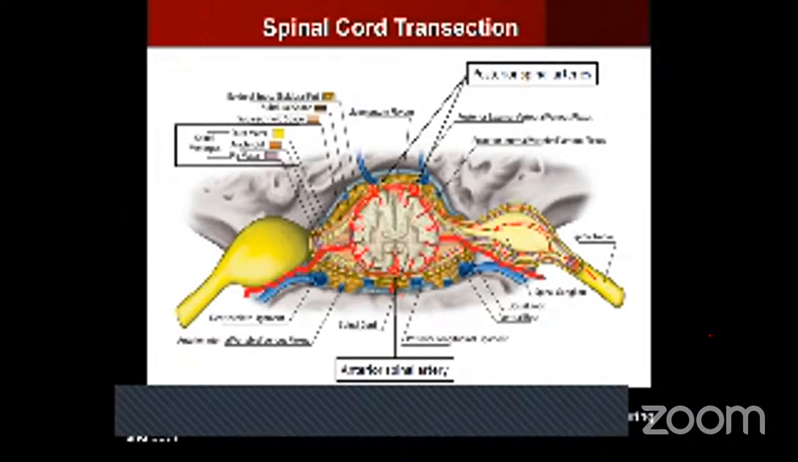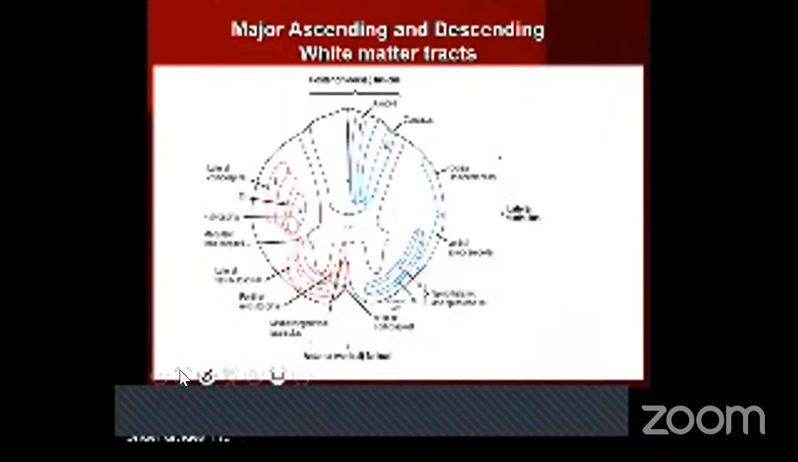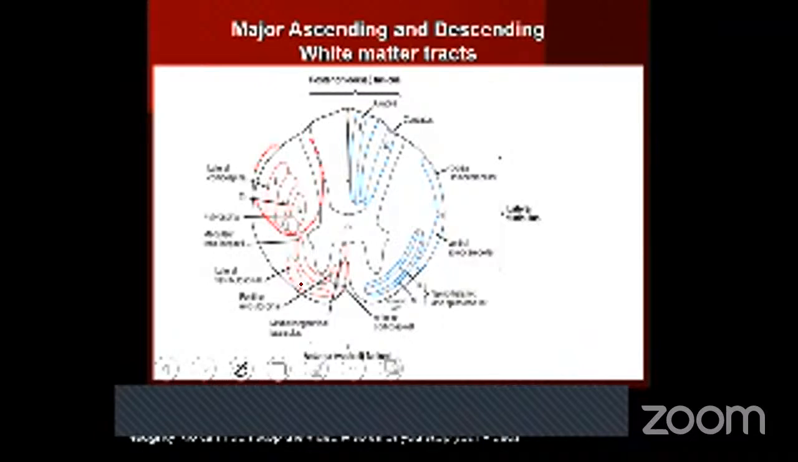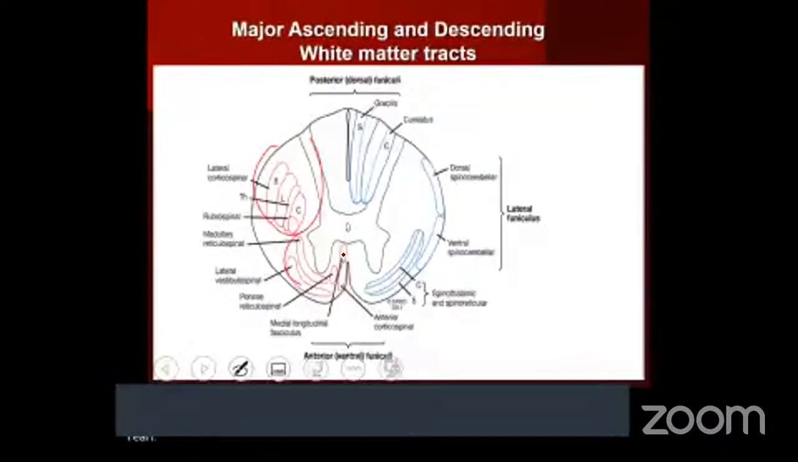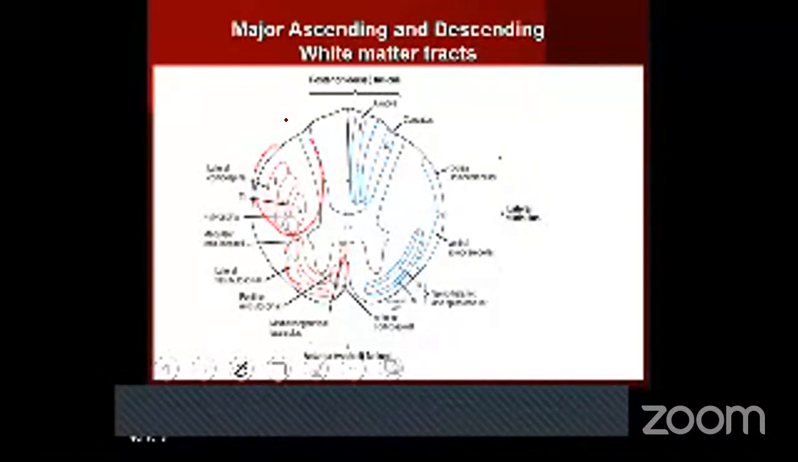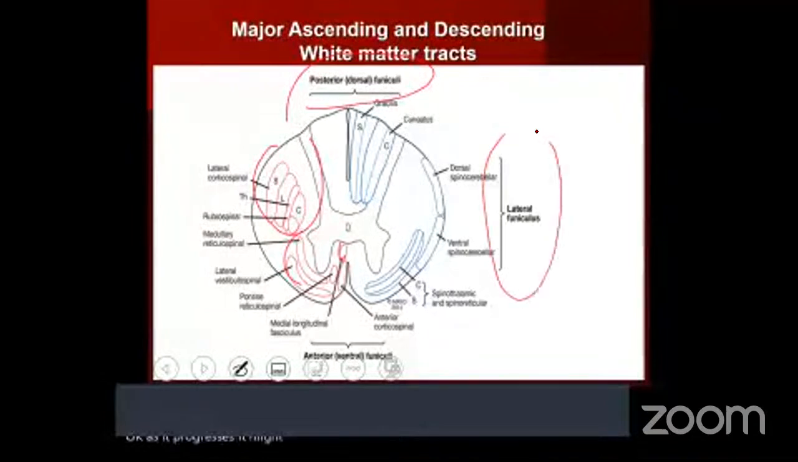This is the anatomy which we have already dealt with earlier, so just keep concentrating. This is only revision before we hit the case, which is our main idea. There are major ascending and descending white matter tracts: the lateral corticospinal tracts, the rubrospinal and lateral vestibulospinal tracts, and the medial longitudinal fasciculus is seen here. There are sensory and motor tracts, the posterior columns, and this is the posterior funiculus, the lateral funiculus, and the anterior funiculus. So these are how they are divided. The ventral spinocerebellar and dorsal spinocerebellar tracts are going up as ascending tracts. Spinothalamic is another ascending tract.